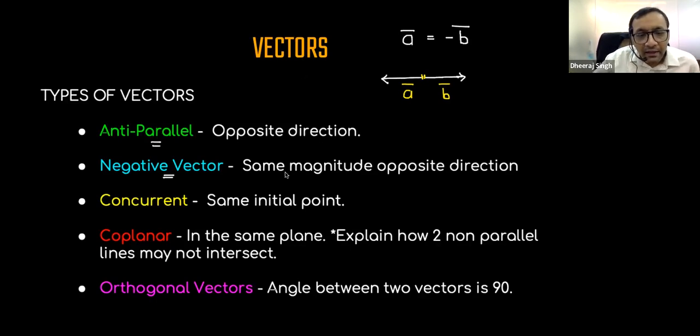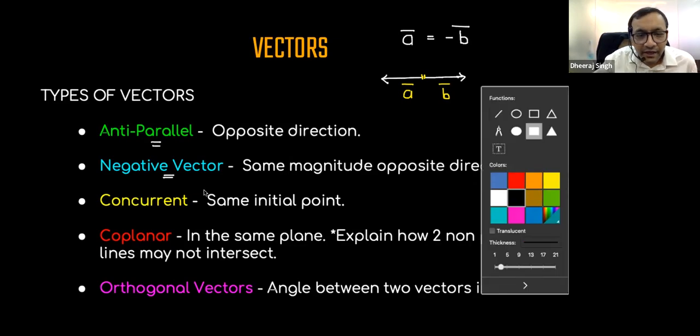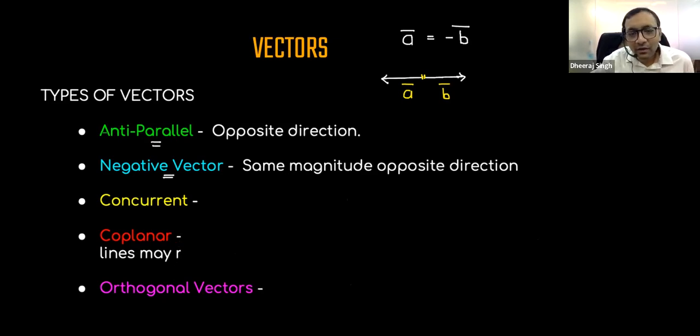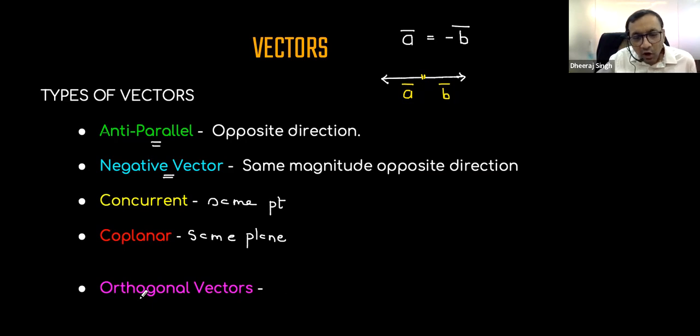Concurrent, coplanar, orthogonal. If I hide the definition, what do you think concurrent should be? Everyone, you can speak up also. Concurrent means starting from a point, both the vectors starting from the same point. Coplanar means what? What do you think coplanar means? They are in the same plane. Vectors are in the same plane. Orthogonal, what do you think?